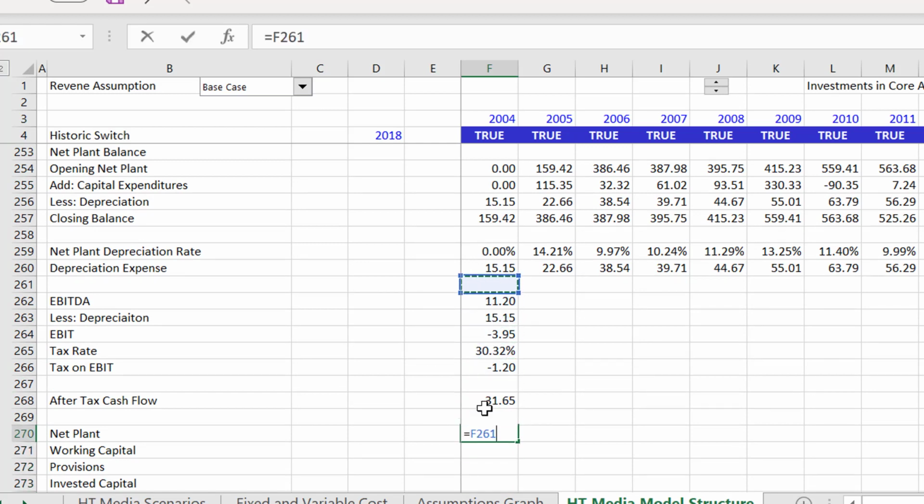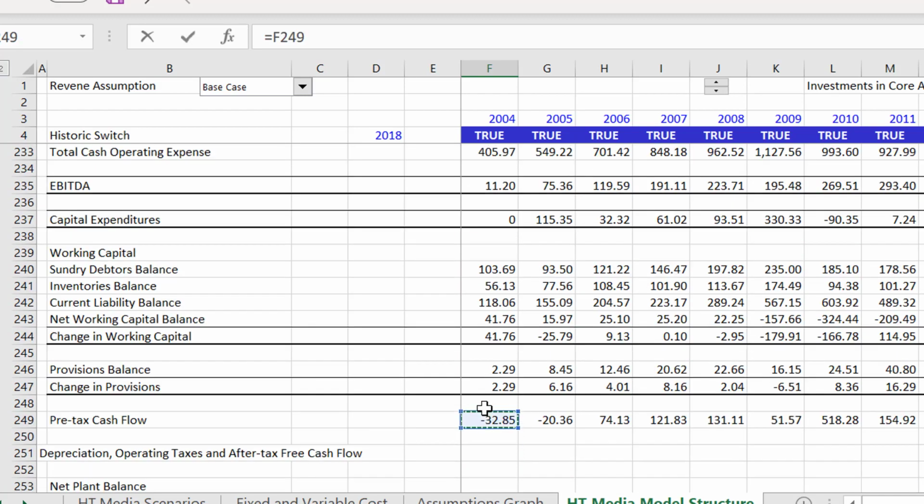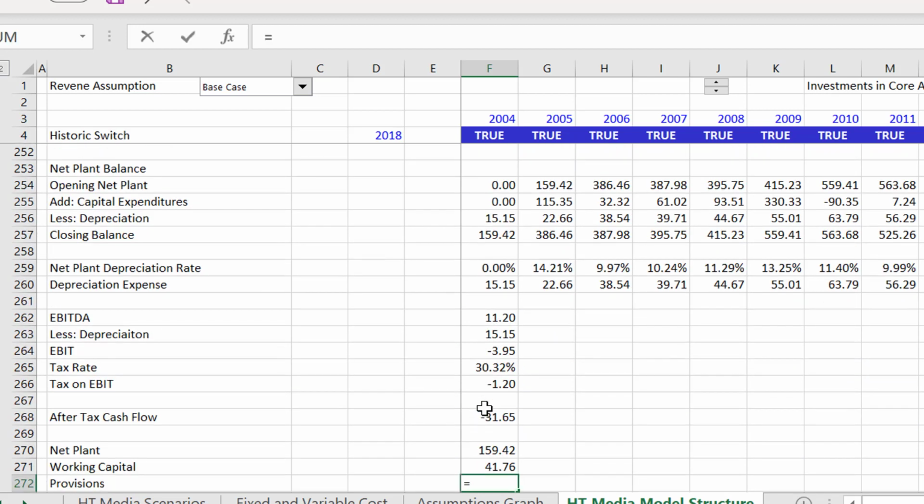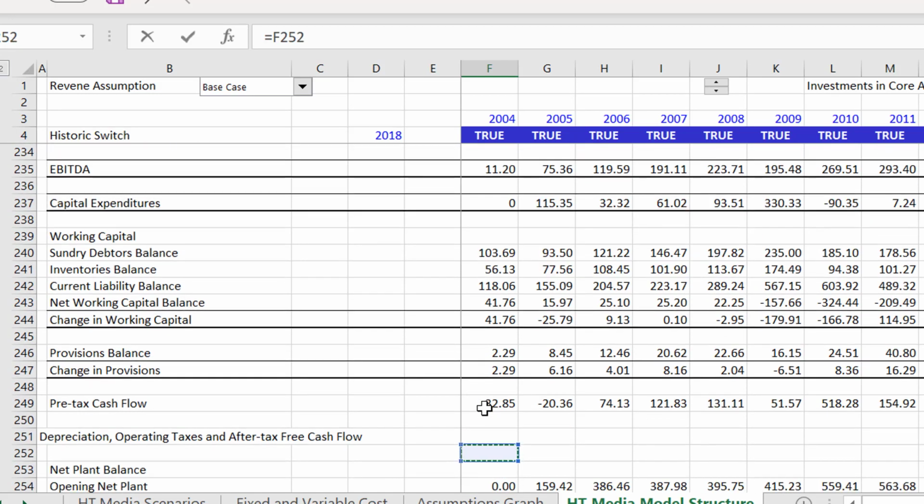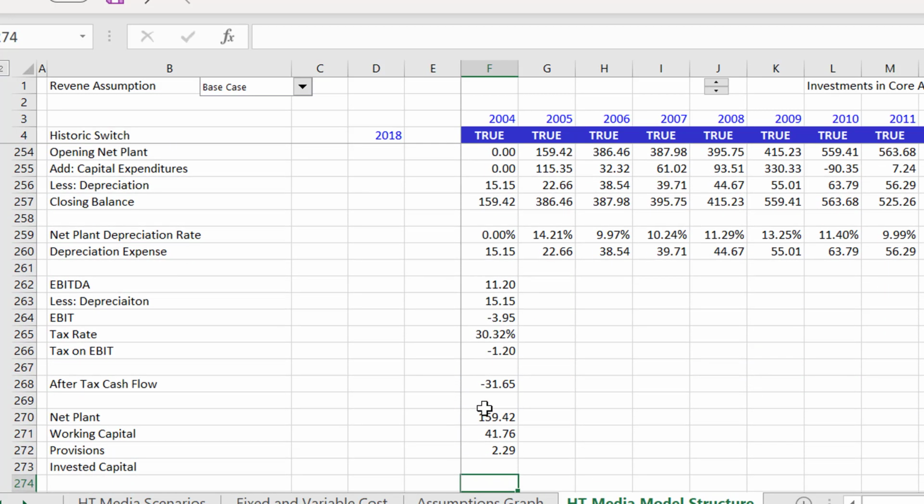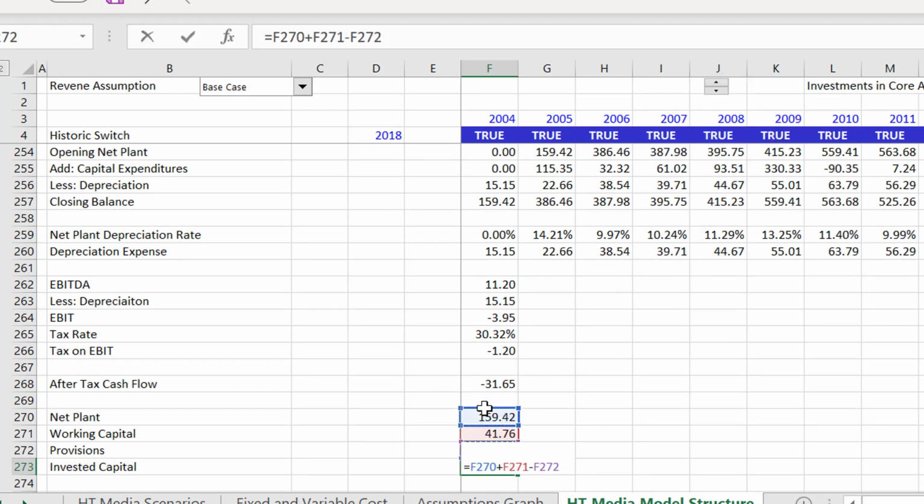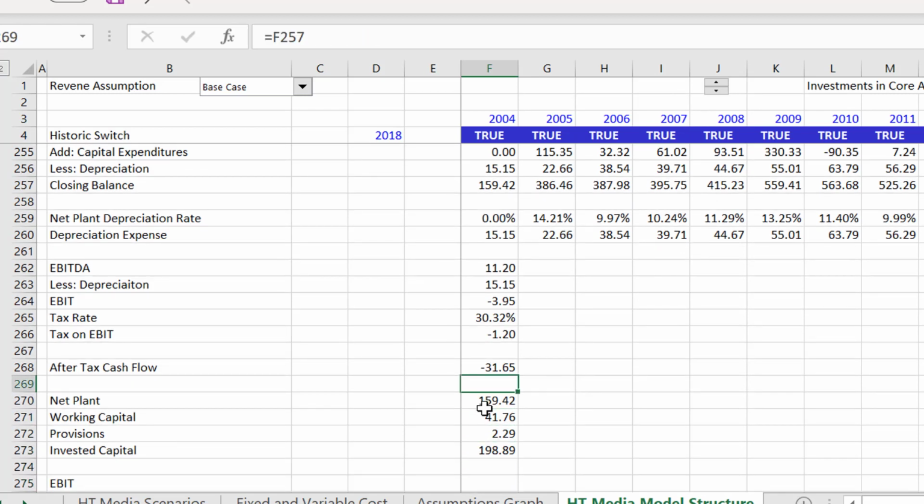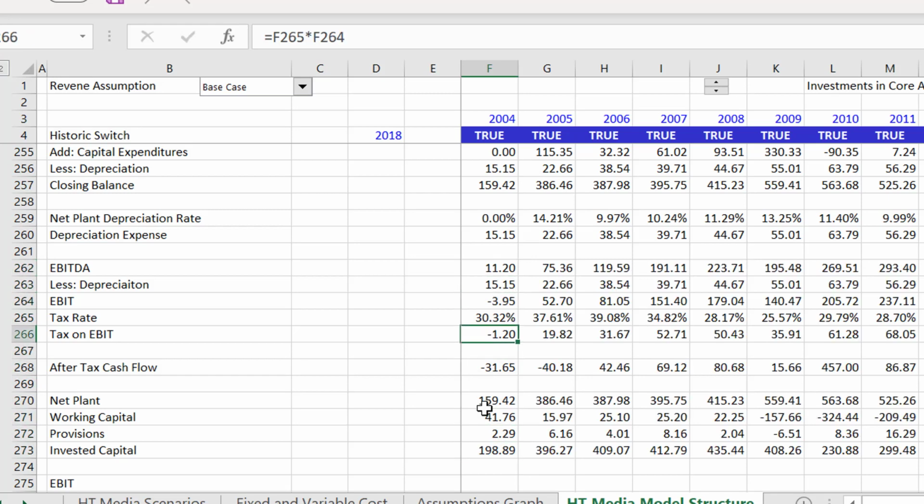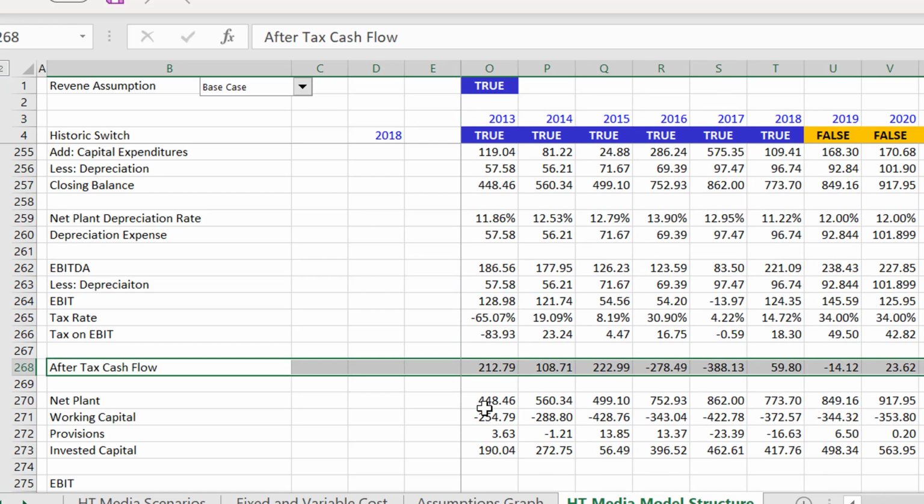And then we can do something else. We can take the net plant balance up here, and then we have the working capital balance here, and then we have the provision balance up here, which should be a minus. And our invested capital should be the net plant plus the working capital minus the provisions. Now, it might not be exactly that. Okay, and then right at this point, maybe the after-tax cash flow deserves an underline.